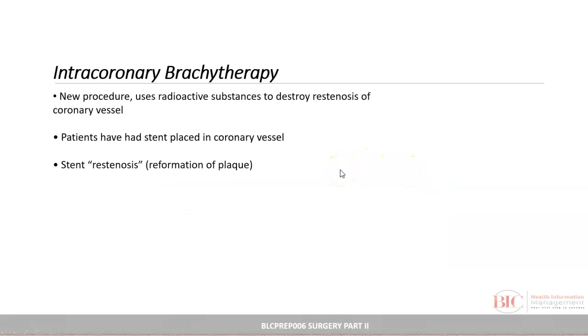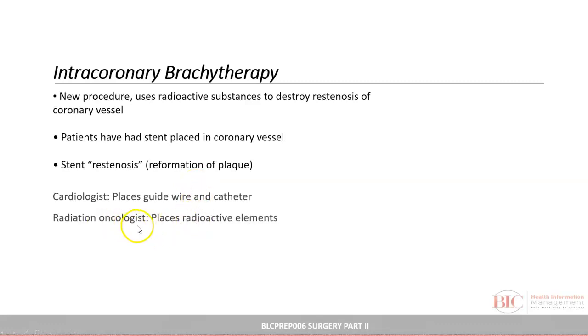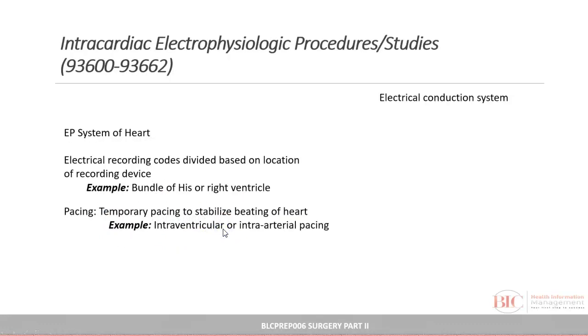Intracoronary brachytherapy. This is a new procedure that uses radioactive substances to destroy restenosis of a coronary vessel. Patients have had stents placed in a coronary vessel. A stent restenosis is a reformation of plaque. The cardiologist will probably place the guide wire and the catheter, and then a radiation oncologist will place the radioactive elements. So you'll probably have two separate bills from each provider.